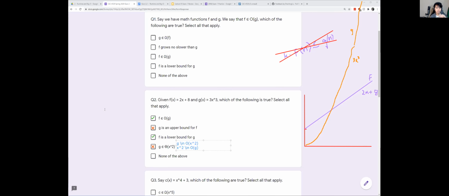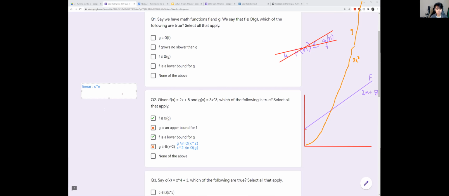Someone in chat is saying exponential is greater than linear, which is true, but this is not an exponential function. An exponential function is like 2 to the n. This function is actually a polynomial function. So a polynomial function is x to some c. Just as a quick review, linear is like some constant c times n.